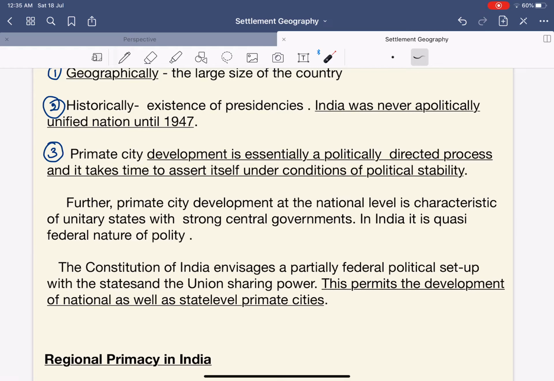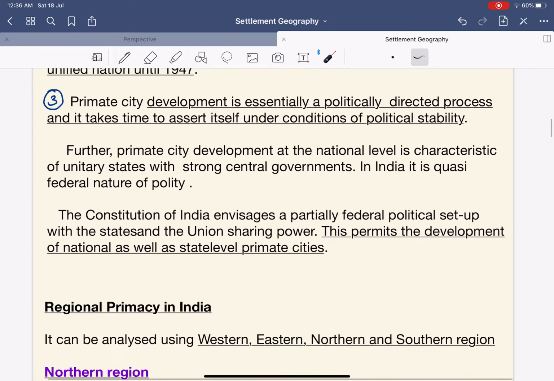Hence, for example, in Odisha, we do not have only one primate city. Rather, we have multiple primate cities. Similarly, in Madhya Pradesh, we have multiple primate cities, Bhopal, Indore, etc. Let us talk about Maharashtra. Again, in Maharashtra, we have multiple primate cities. Let it be Mumbai, Thane, Pune, Kalyan, etc. So basically, this is what we got: it was the political structure, a quasi-federal structure, that was responsible for the development of multiple primacy, both at the national and state level, and there was a complete absence of primacy just at the national level.